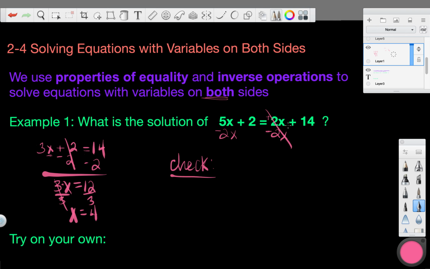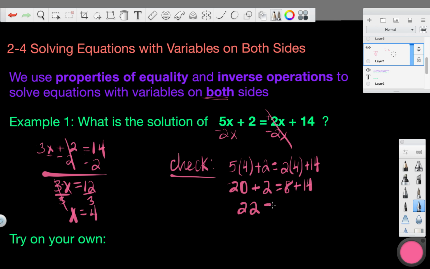Okay, we are going to check this over here. So anywhere I see an x in my original equation, I'm plugging in that 4. So I have 5 times 4 plus 2, and I want to see if that equals 2 times 4 plus 14. Okay? So if I start from the left, 5 times 4 gives me 20, plus 2 equals 2 times 4, which is 8, plus 14. Okay? Left-hand side, 20 plus 2 gives me 22. And then 8 plus 14 also gives me 22.